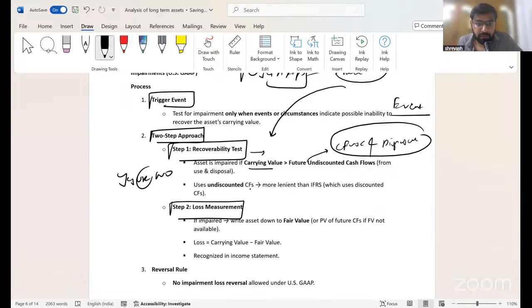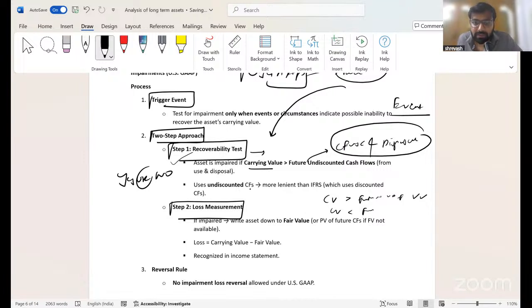Okay sir, fair enough. So sir, if my carrying value is greater than this future undiscounted cash flow, that means my asset has impaired, yes. And sir, if the carrying value is lower than the future undiscounted cash flows, what happens? The asset has not impaired.